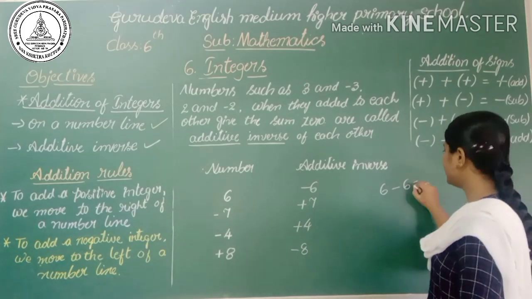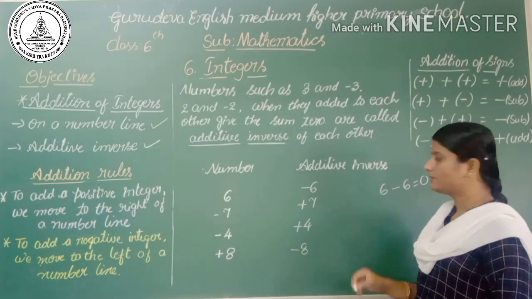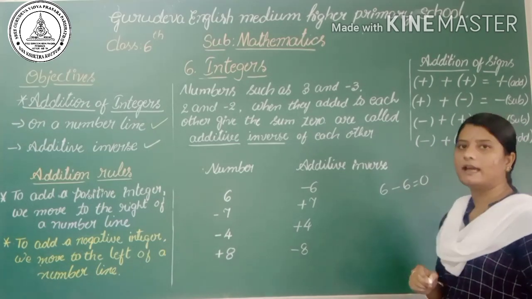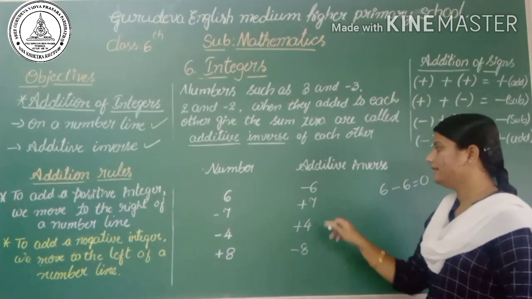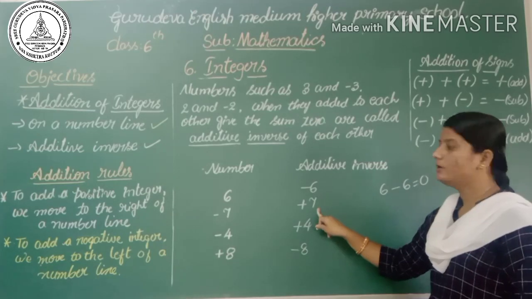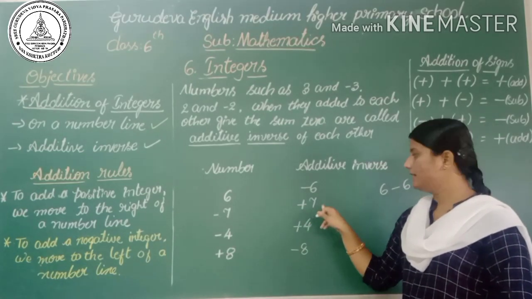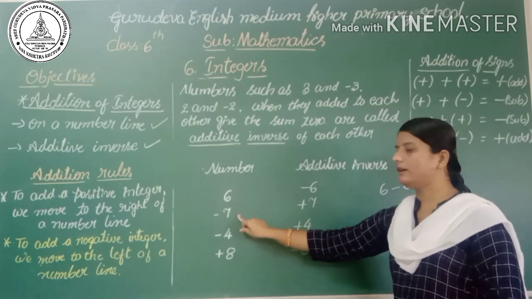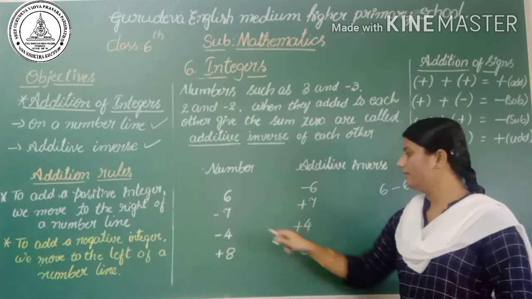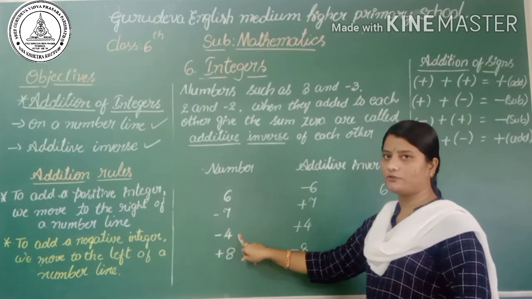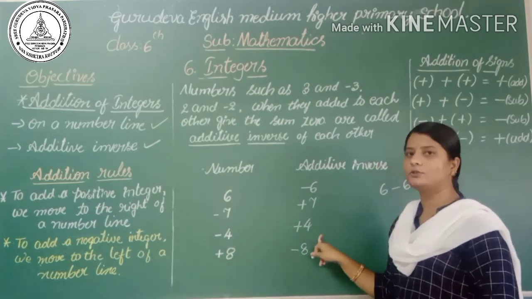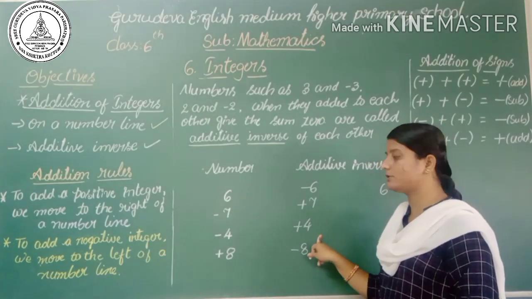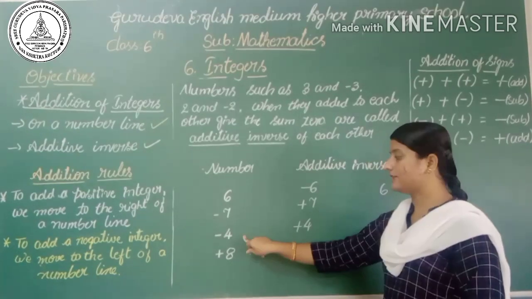Now you can check: 6 plus minus 6 is 0. Right? So these two are additive inverses of each other. Then plus 7 and minus 7. What is the sum of these two? 7 minus 7 is 0. Right? So these two are additive inverses of each other. Then plus 4 and minus 4. If we add these two integers, we get the sum 0.